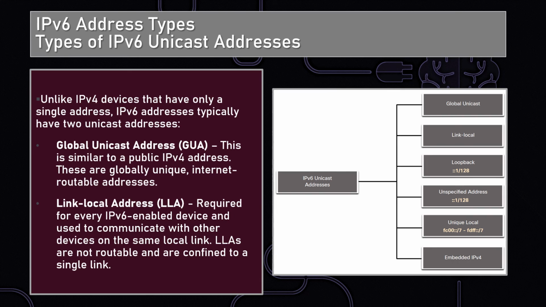So we can see in the graphic here on the right, we've got different types of unicast addresses: embedded IPv4, unique local, which is going to be our LLA. And then we've got unspecified addresses, loopbacks, standard link local, and then we've got global unicast as well.